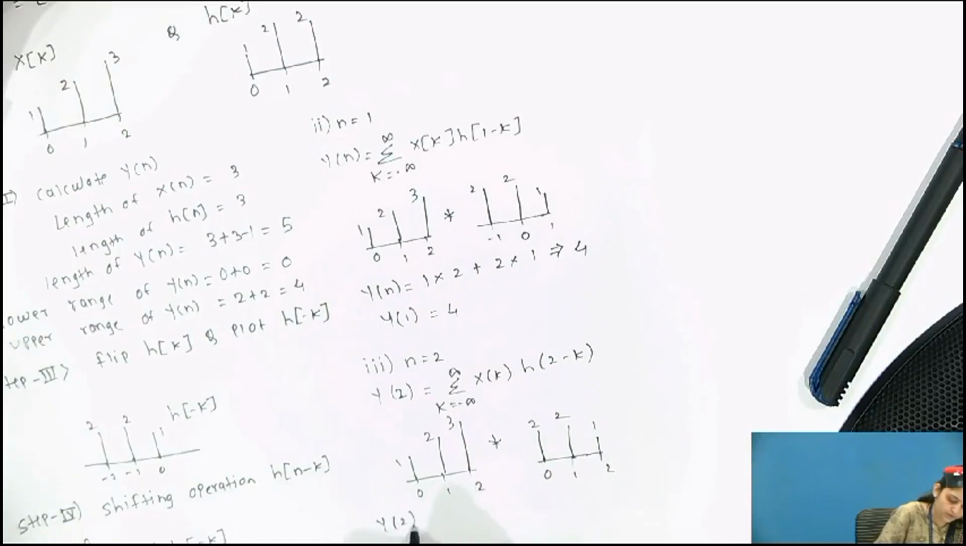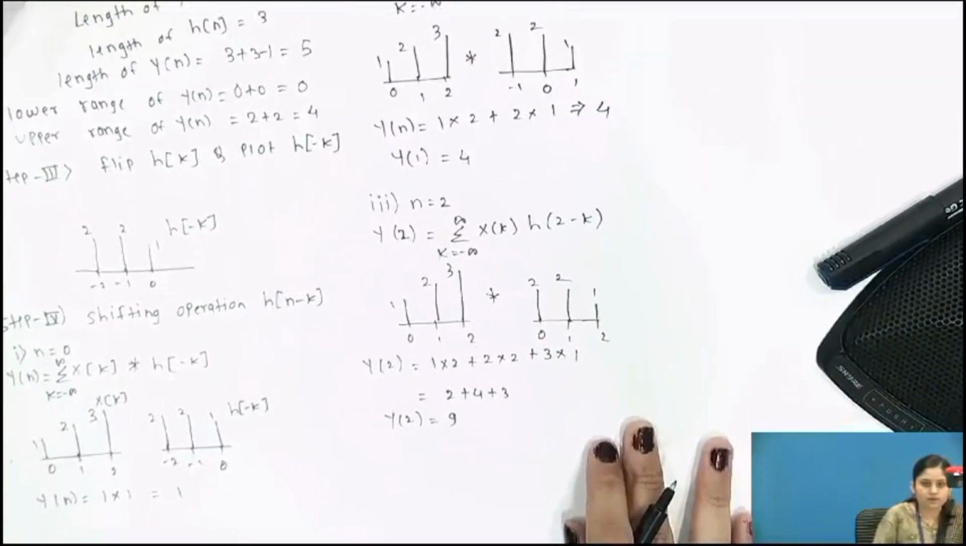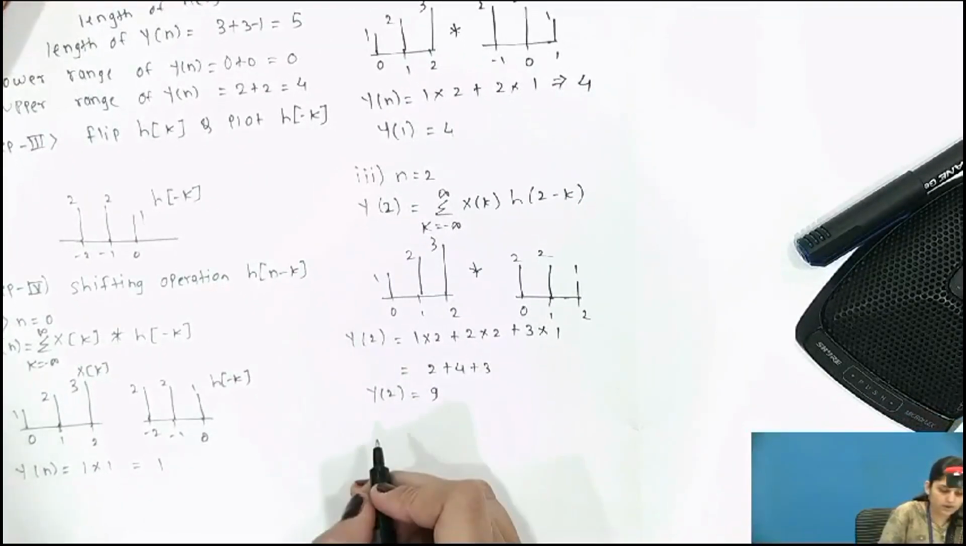Now what is y of 2 here? 1 into 2 plus 2 into 2 plus 3 into 1. So how much is it? 2 plus 4 plus 3, that is equal to 9. So y of 2 is equal to 9. Now calculate for y of 3.